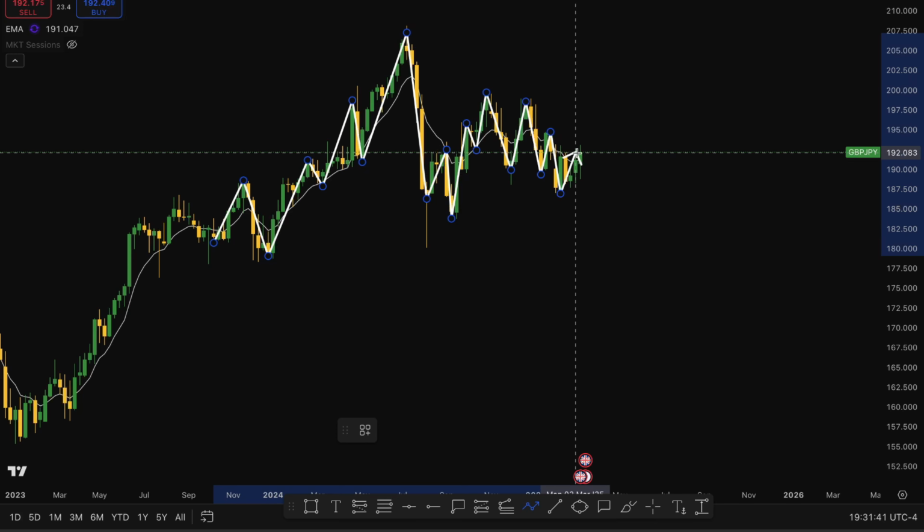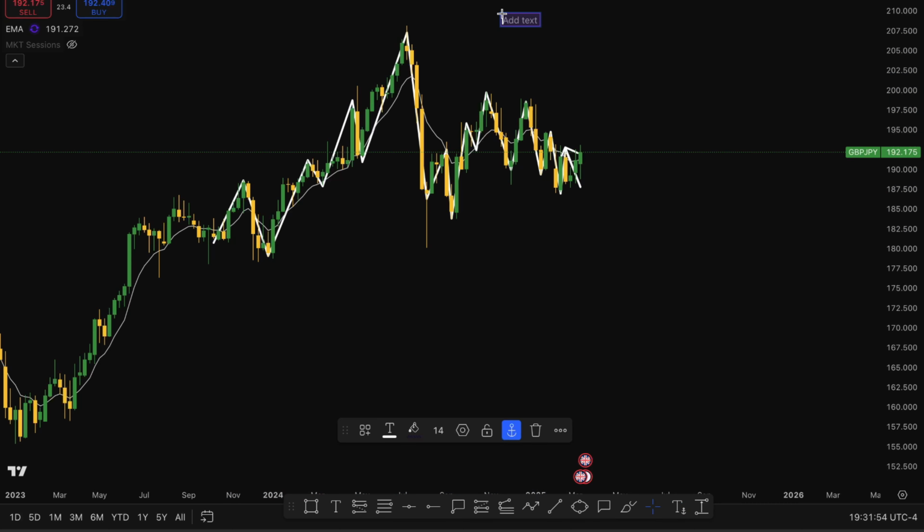So I'm going to go ahead and say on the weekly time frame, based on the positioning of the candlesticks, price is actually bearish. Okay, so let me just get my anchored text. So on the weekly time frame, price is bearish.